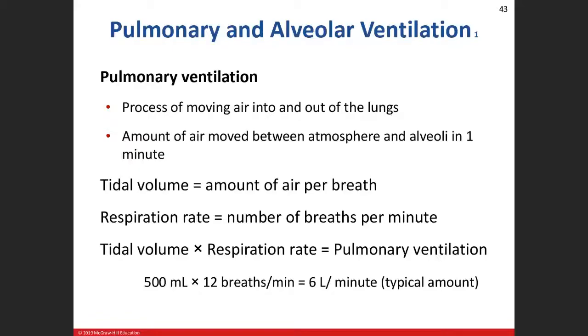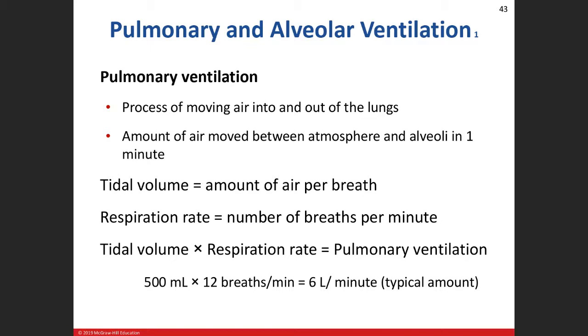Okay, so today we're going to talk about these two terms, pulmonary ventilation and alveolar ventilation. There's a lot of interesting information on this slide to begin with. Basically, pulmonary ventilation is just the amount of air that we move in and out of our lungs. As you're all sitting there taking notes, your pulmonary ventilation is occurring, and we measure this over a period of 1 minute.